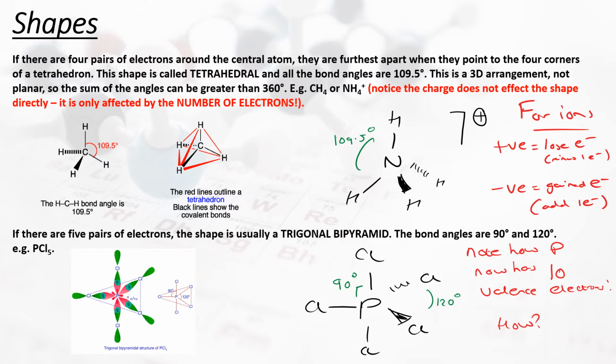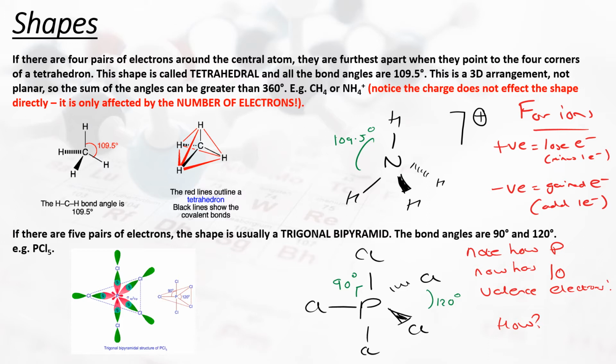So the linear was essentially a planar shape, the trigonal planar is a planar shape. And so our angles have to add up to being 360. However, if we've got a 3D arrangement where it's not planar, the sum of the angles can be greater than 360 degrees, which is what we have here. And so examples of this would be methane CH4 or the ammonium ion NH4+.